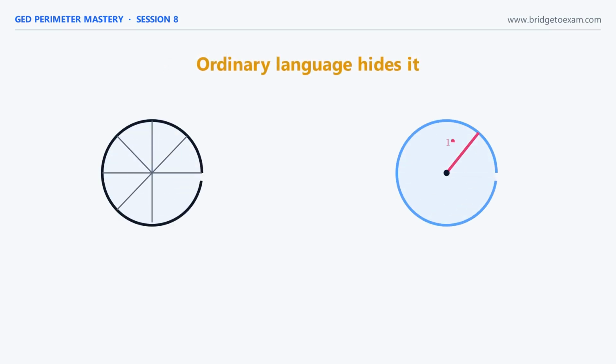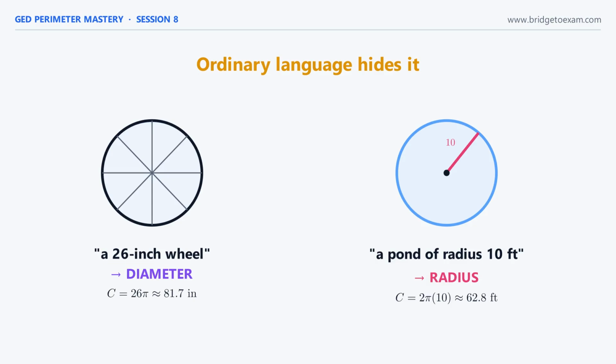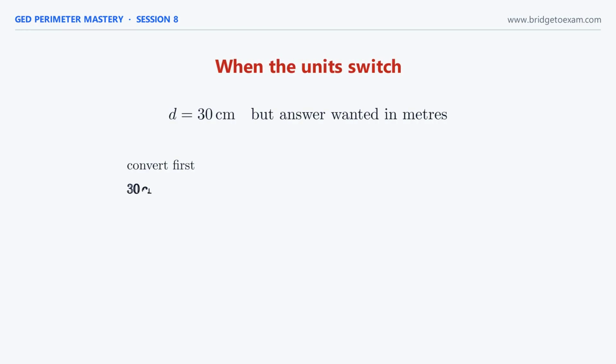And the test hides this in ordinary language. A bicycle wheel labeled 26 inches, that's a diameter, so one rotation is about 81.7 inches. But a pond with a stated radius of 10 feet needs 2 pi times 10, about 62.8 feet of edging. Read carefully. Watch for a unit switch too.